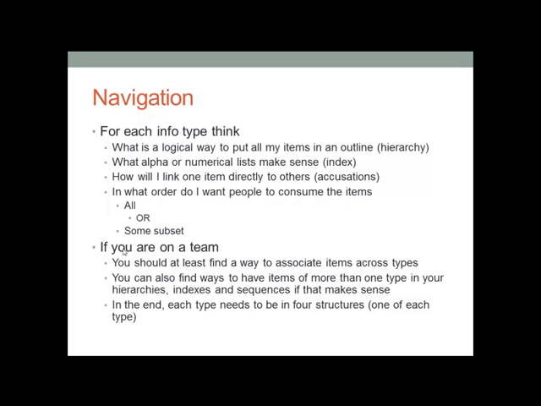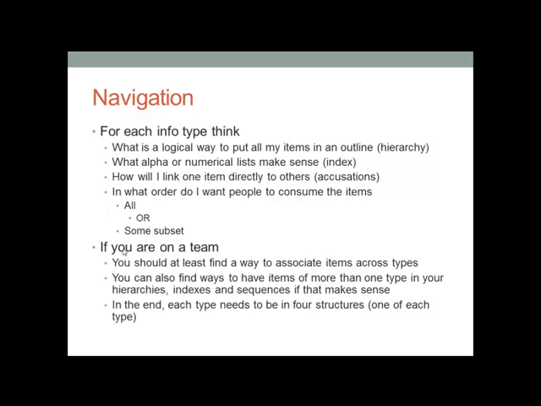So these are thinking things, right? This is not just something that you slap down on a piece of paper. You really have to consider this in order to make it work right. What's the most logical way to put all my items in an outline? That's your hierarchy. What alphabetical or numerical lists make sense for all the items of my information type?